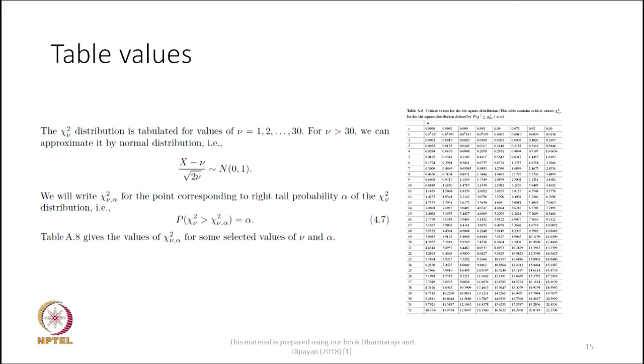So basically it gives the point at which the right tail probability is going to be alpha, for a given alpha and a given parameter. Why the right tail probability is important, we are going to discuss in estimation and hypothesis testing. At present you will understand what is the point at which the right tail probability is alpha for a given parameter nu. So, that is what we specified in this table.